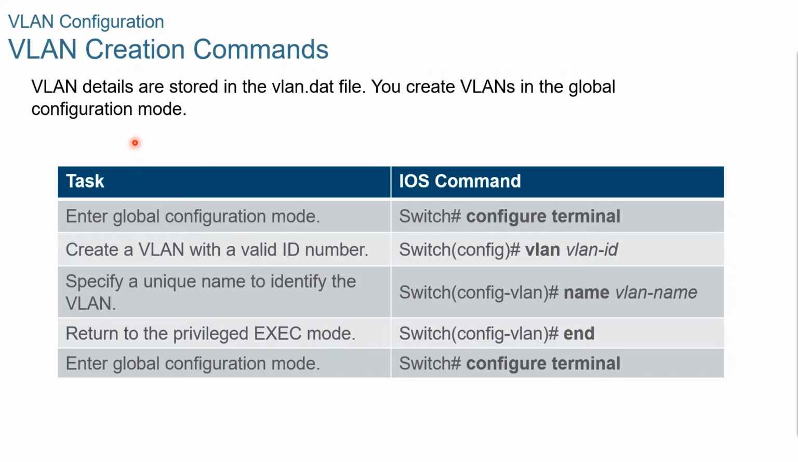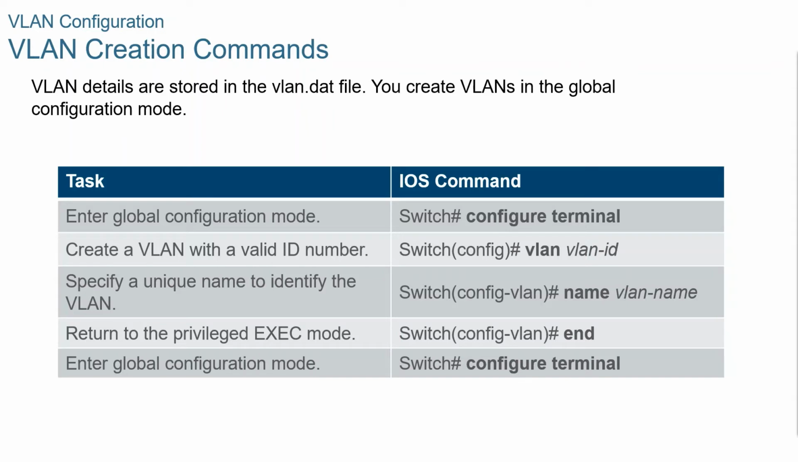Next would be the VLAN creation command. How do we create a VLAN? How do we configure a VLAN? When configuring normal range VLANs, the configuration details are stored in flash memory on a switch in a file called vlan.dat, as mentioned earlier.